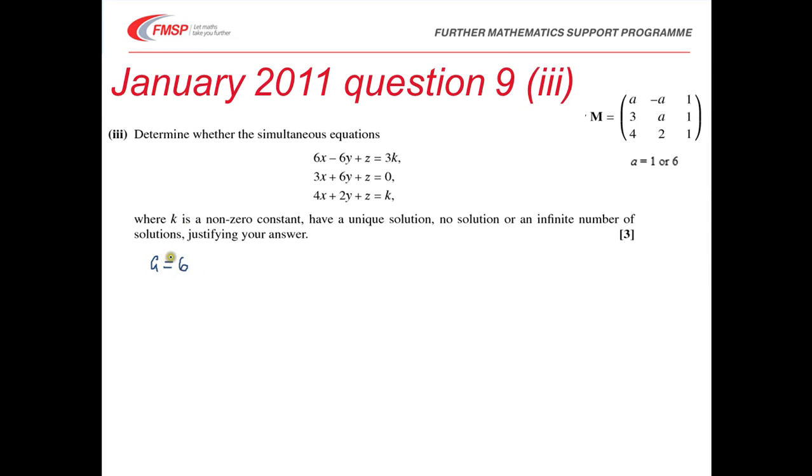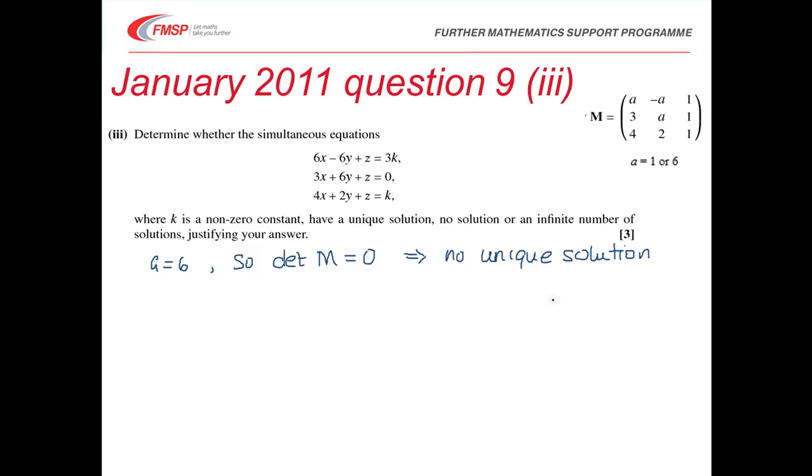So a equals 6. That means the determinant of M is equal to 0, and we of course found that in part 2. And so that implies that there is no unique solution because the inverse does not exist. What we then have to determine now is whether there is no solution at all or whether there is an infinite set of solutions. So we'll do that.